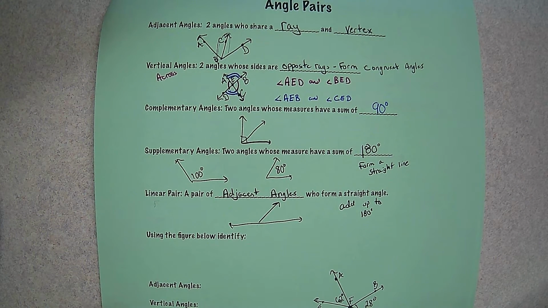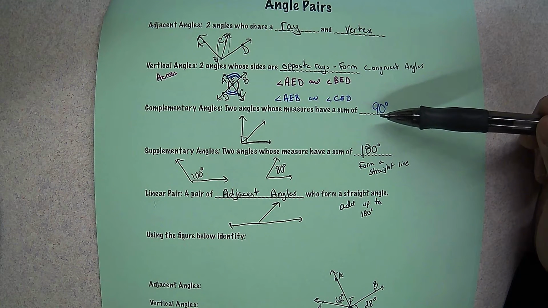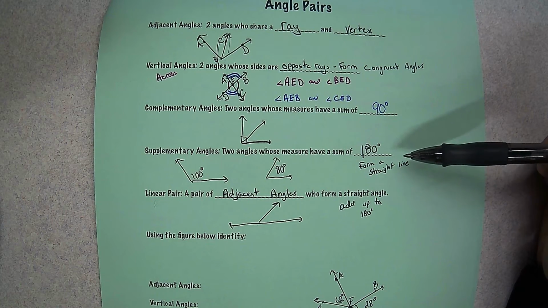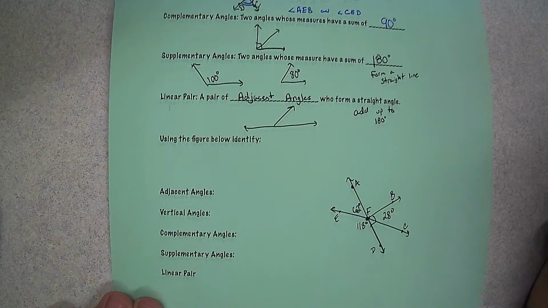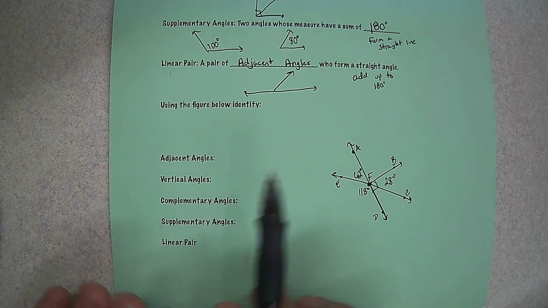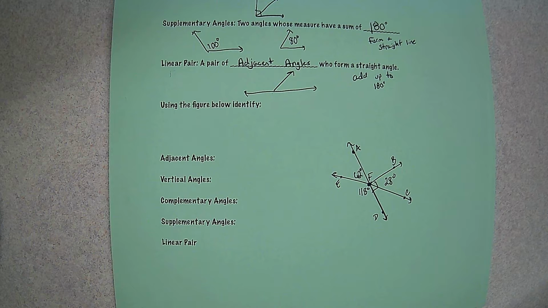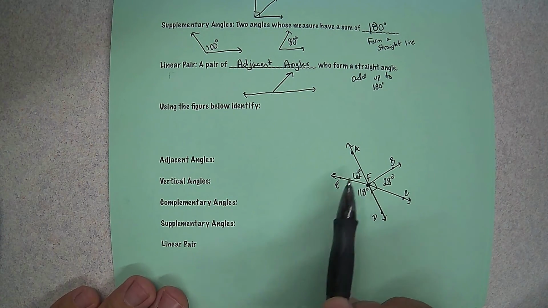So the first thing that we're going to be doing is just identifying adjacent angles, vertical angles, complementary angles, supplementary angles, and linear pairs. So let's look down here. The first thing that we need to find are adjacent angles. There's a lot of adjacent angles in here. All I'm asking you to do is find one set of adjacent angles, or angles that are right next to each other. I'm just going to start here.